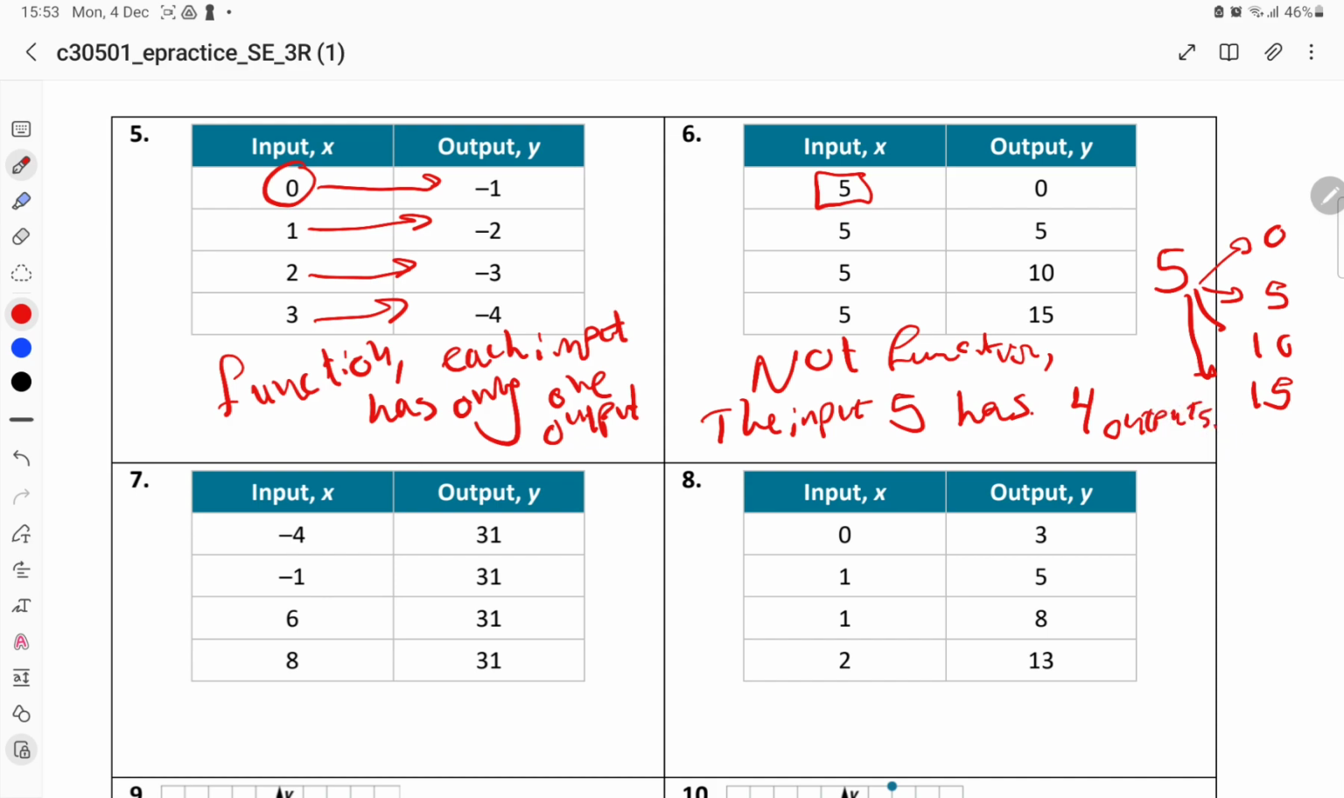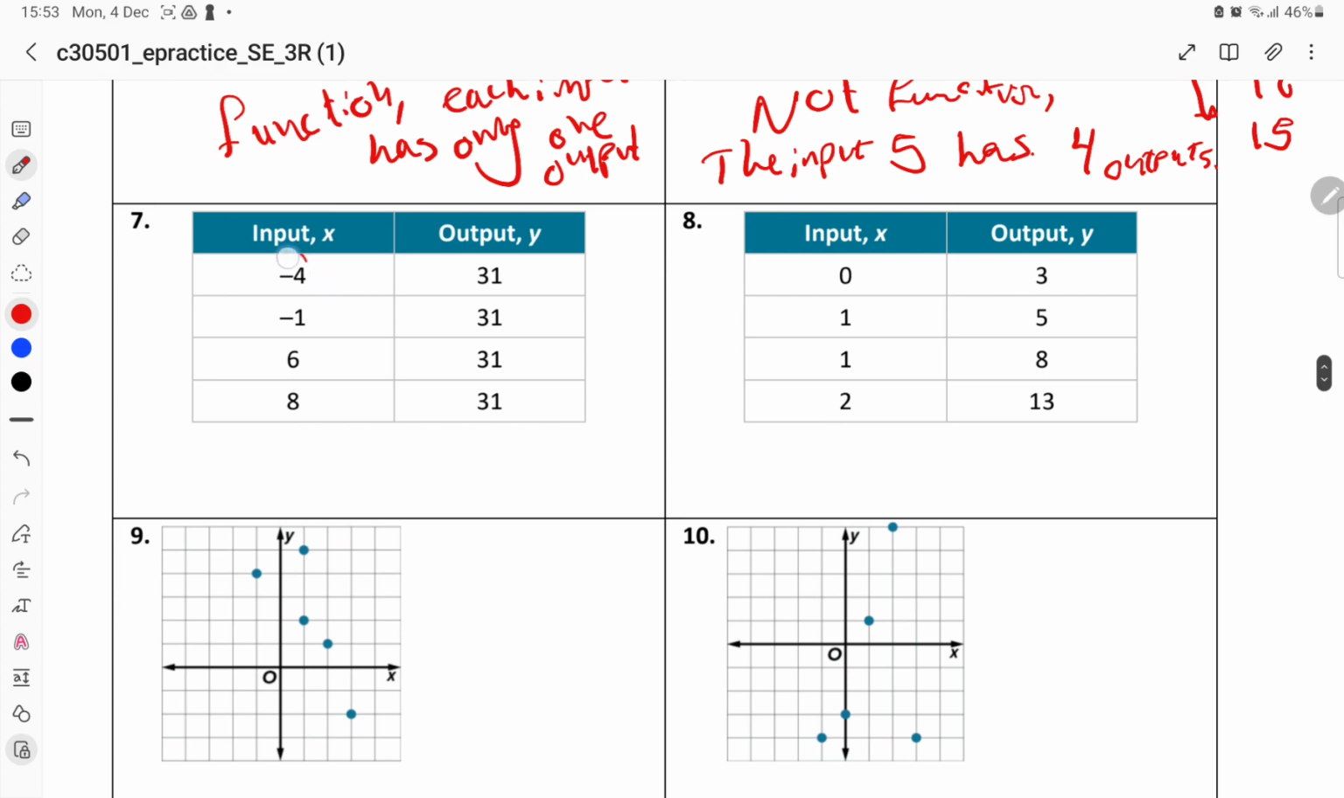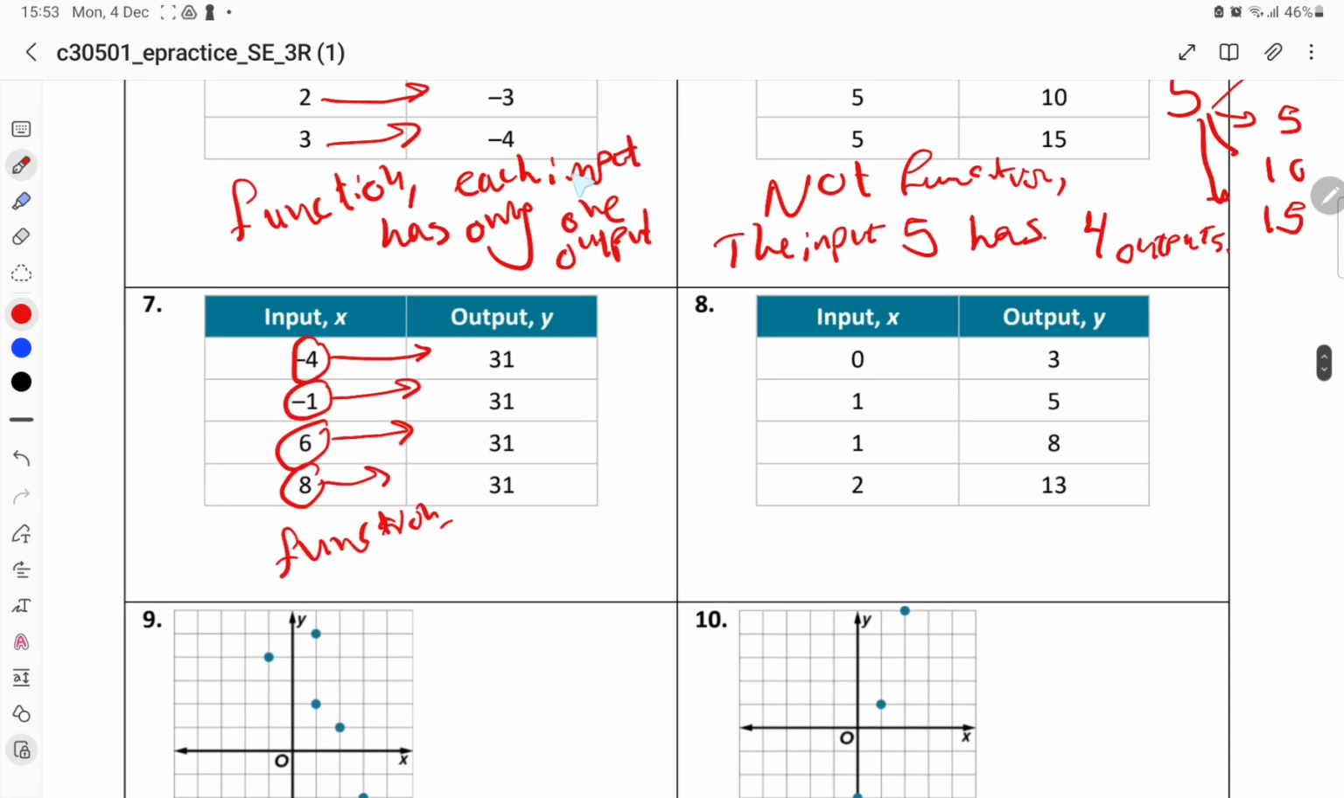Very good. Here, all of them, -4, one output, one output, one output, one output. So it's a function for the same reason. Each input has only one output.